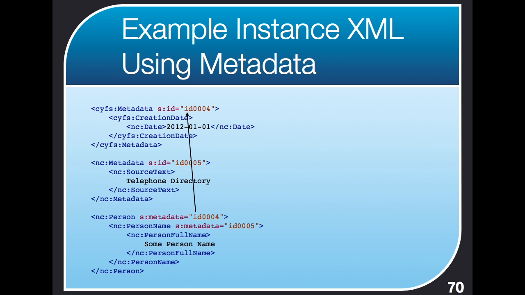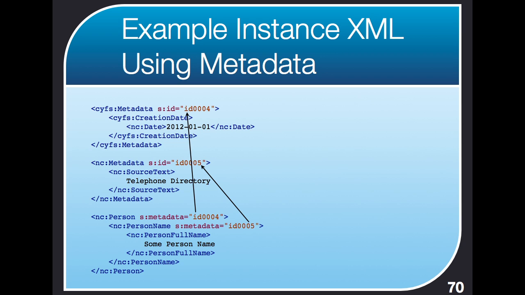2012-0101. Then we look a little further, and inside the person we have a person name, and the person name has metadata as well. How do we know which metadata? We follow the link. We go to ID 0005, and we find the metadata piece with that ID, and we see source text telephone directory.